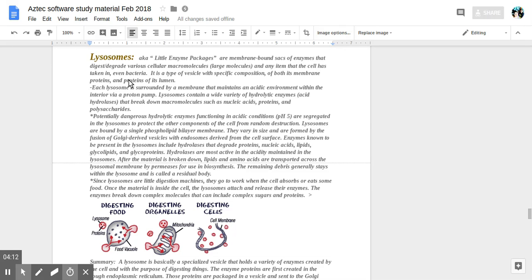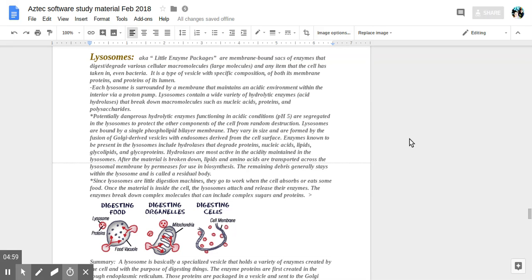It is a type of vesicle with specific composition of both its membrane proteins and the proteins of its lumen, the space within between membranes. Each lysosome is surrounded by a membrane that maintains an acidic environment within the interior via a proton pump. Lysosomes contain a wide variety of hydrolytic enzymes or acid hydrolases that break down macromolecules such as nucleic acids, proteins, and polysaccharides.